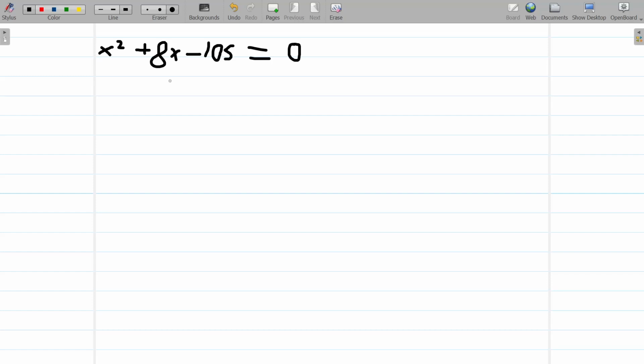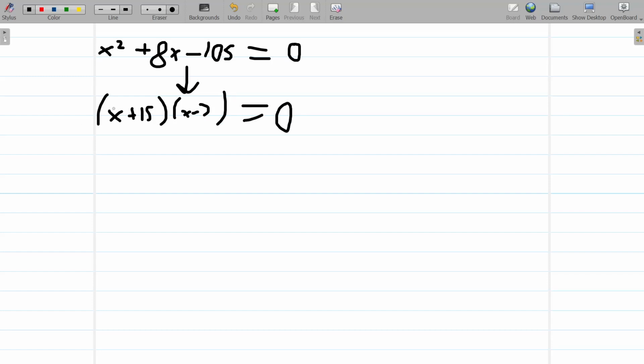Right, we're back. And yeah, we're going to solve it for you. I'm not going to go too in depth into this, so it'll be in brackets whatever adds to make plus 8 and whatever times is to make minus 105, which I believe would be 15 and minus 7. So we'd have x plus 15 and then x minus 7 equals 0.